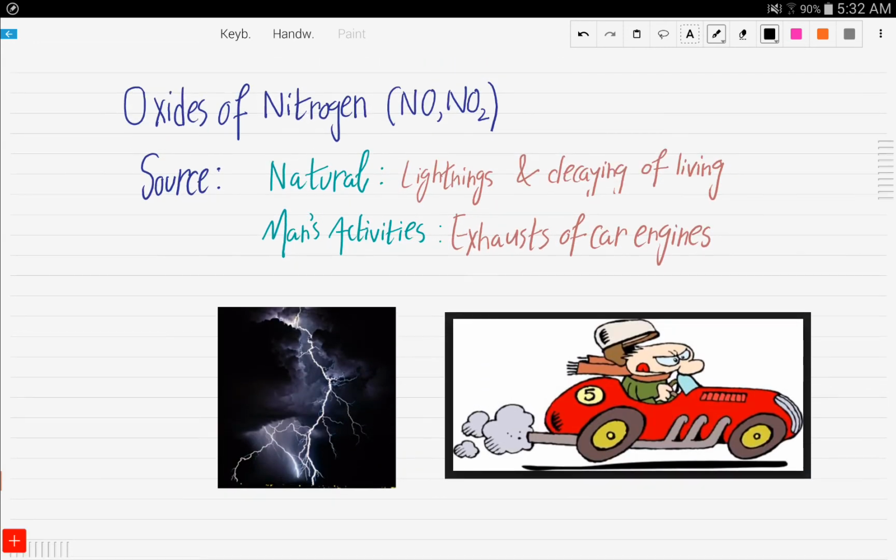Oxides of nitrogen. Oxides of nitrogen are basically nitrogen monoxide and nitrogen dioxide. Mono implies, of course, one oxygen atom, as you can see here, and dioxide implies two oxygen atoms, as you can see here. So the sources of oxides of nitrogen could be natural, or it could be due to man-made activities. The natural source of oxides of nitrogen is lightning and the decaying of living things, and the man-made source of oxides of nitrogen is the exhaust of car and vehicle engines.